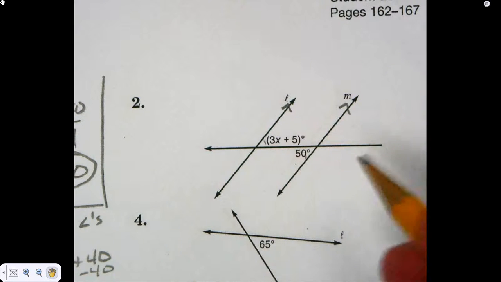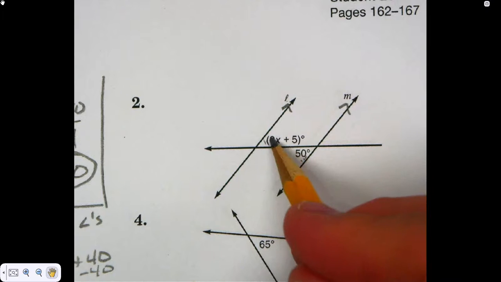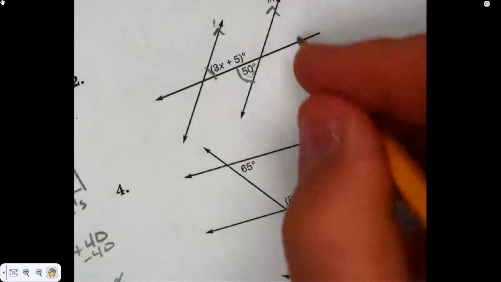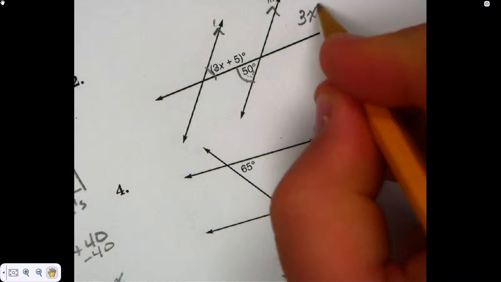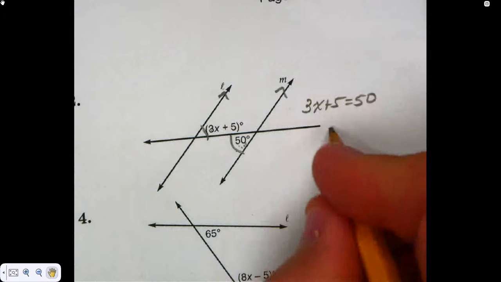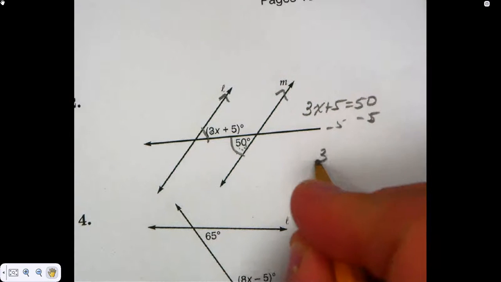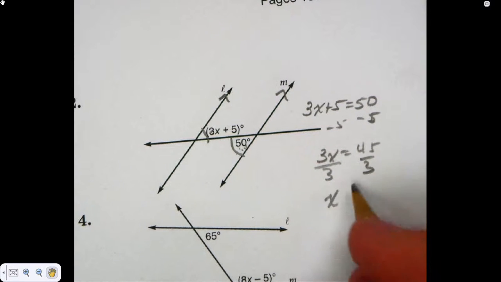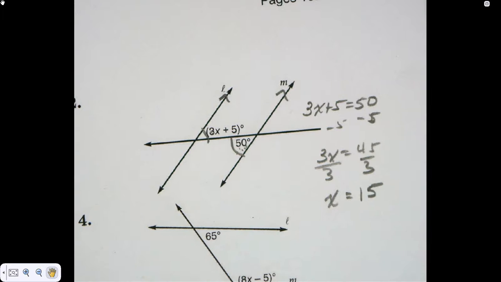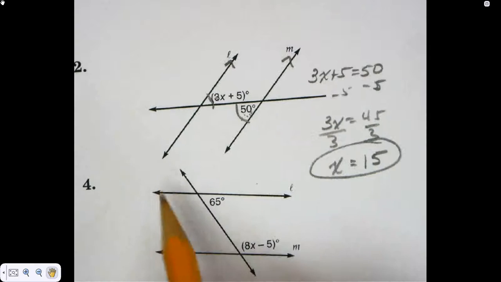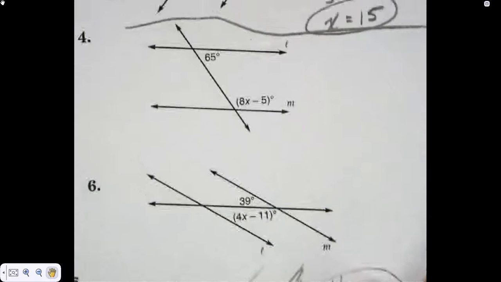How would this angle have to relate to this angle? They are what kind? If it helps, turn it like that, right? They're alternate interior angles, are they not? So they have to be what? Congruent. So your equation is what? 3x plus 5 is equal to what? What'd you guys get for x? Is that what you guys got? Let's look at number 4.